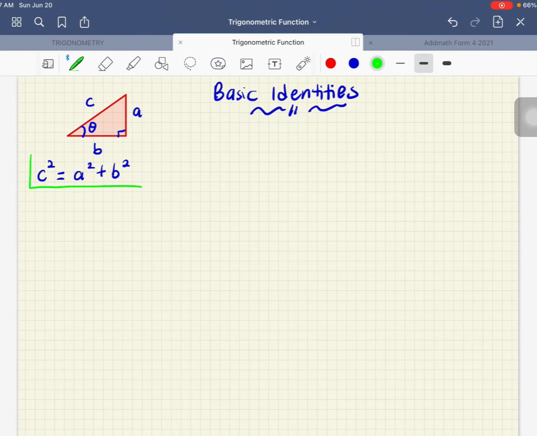From this formula of the Pythagoras theorem, we are going to get the three basic identities of trigonometry.